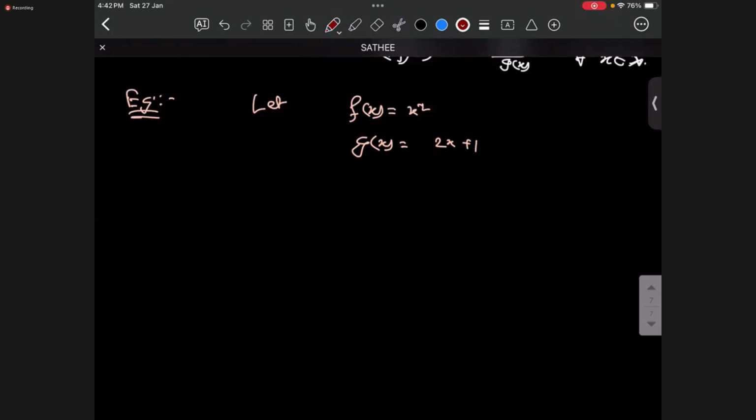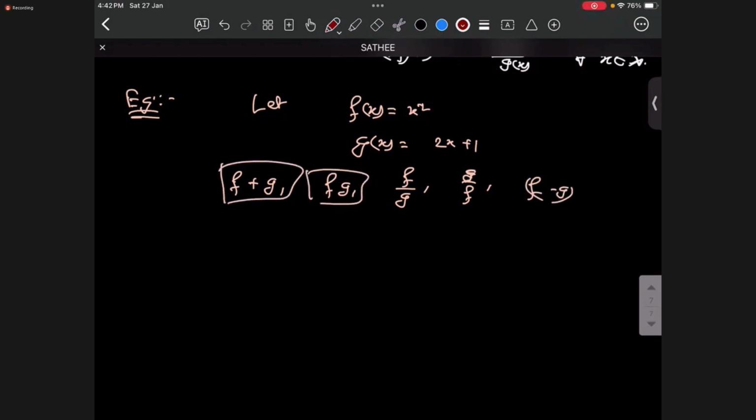Now find f plus g, f g, f by g, g by f, and f minus g. So we need to find all these things. 1, 2, 3, 4, 5. Okay. So let us check.